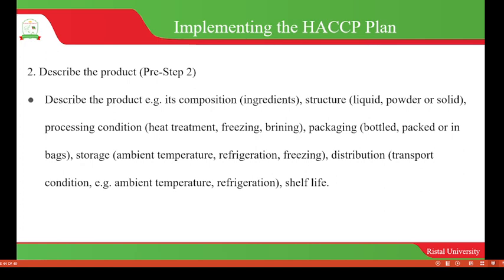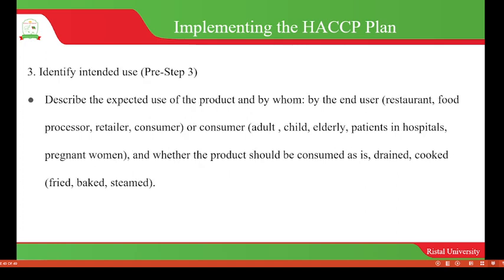And then also you need to describe the shelf life of the product, because it's very important. If the shelf life is not known, that means consumers may end up consuming products which are expired and hence having no nutrients. So the next step that we follow when we are implementing the HACCP plan is you need to identify the intended use of the product. By this we mean you need to describe the expected use of the product and by whom.